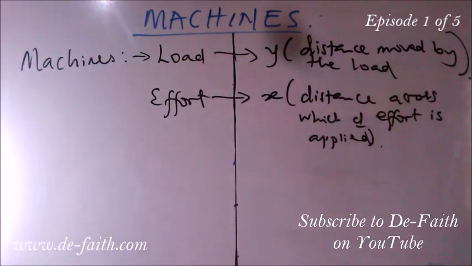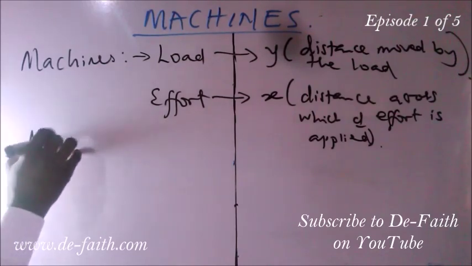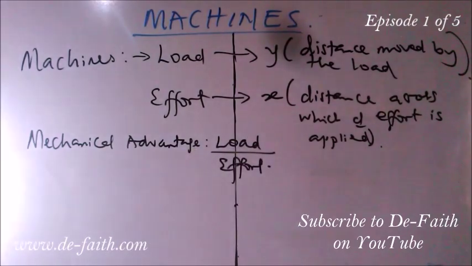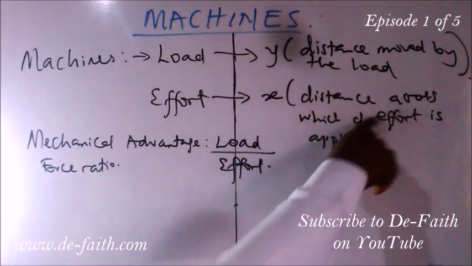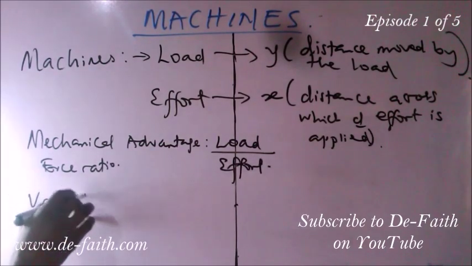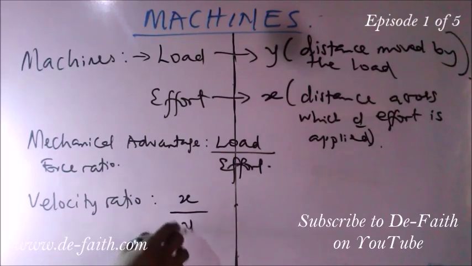Alright, when we consider the ratio of our load to the effort, it gives us a new term which we call the mechanical advantage, which is the ratio of load to effort. Another name for mechanical advantage is force ratio. Now, when we consider the ratio of the distance across which the effort is applied, which is x, to the distance moved by the load, we arrive at another term known as the velocity ratio. So the velocity ratio is the ratio of distance moved by effort over distance moved by load.